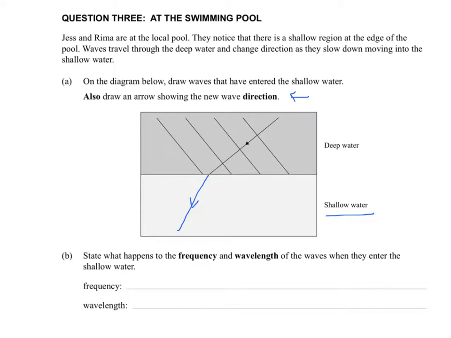Okay, towards the normal. So from this point we can draw wave fronts perpendicular to this, because wavefronts are always perpendicular to that direction. So that's in the deep water. In the shallow water we're going to go across, and we'd probably have some more coming across here, carrying on the old ones that are there as well. You can make them longer if you feel the need to.